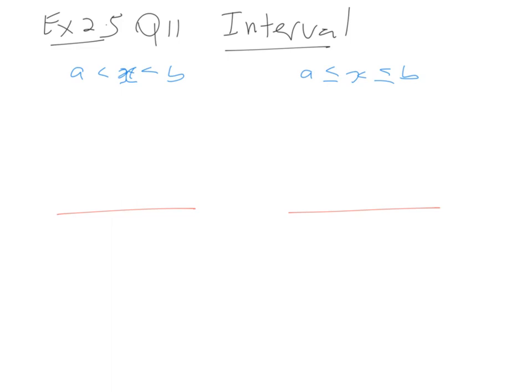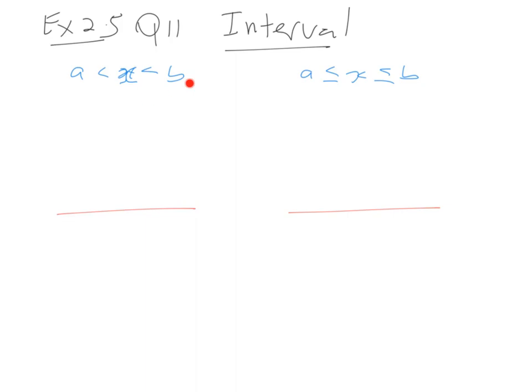So for question 11 from exercise 2.5, you've been asked to write things in interval notation. Now, this idea of interval notation is just a way of writing the set of numbers you're dealing with. And we normally use this to write what we call a domain. That's our set of x values. So that's the context in which we're looking at. We're looking at x values.